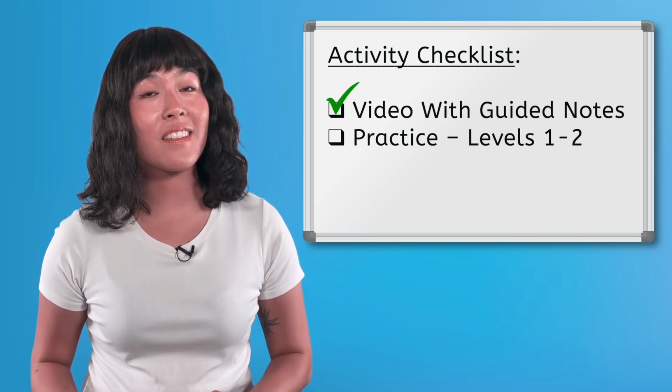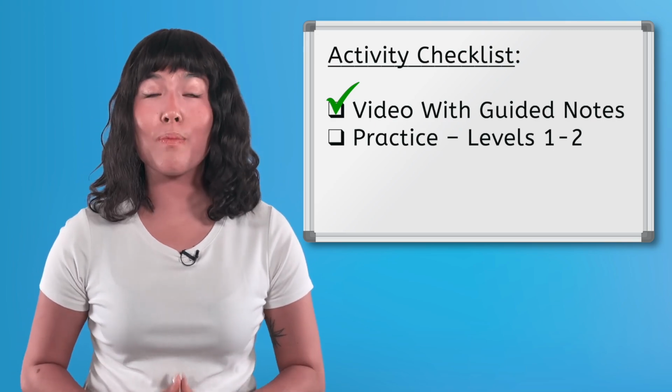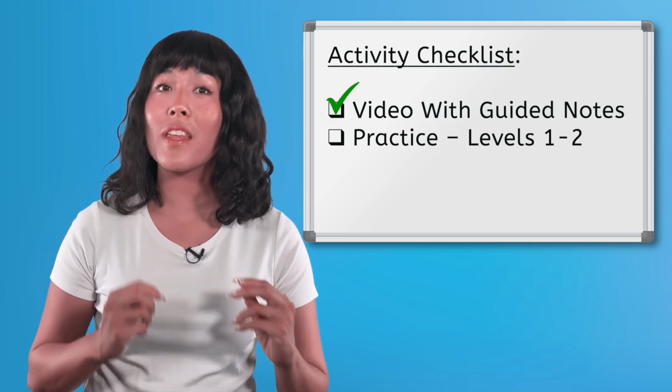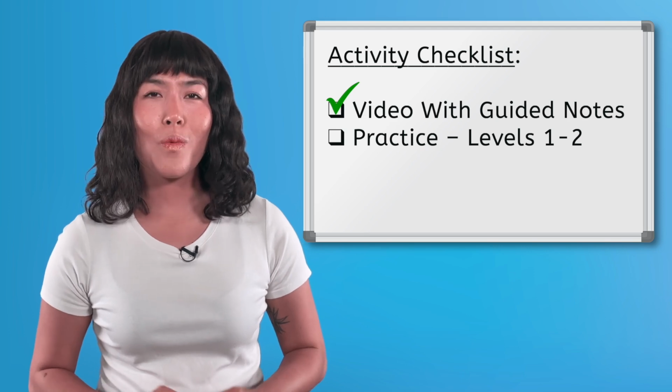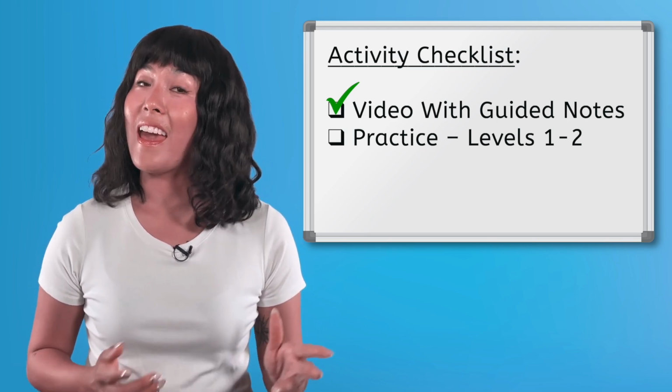All right, today we learned how to name angles using 3 points: a point on one side, the vertex, and a point on the other side. We also learned how to classify angles by their size and angle pairs by their relationship to each other. When you finish these guided notes, you can move on to practice levels 1 and 2.